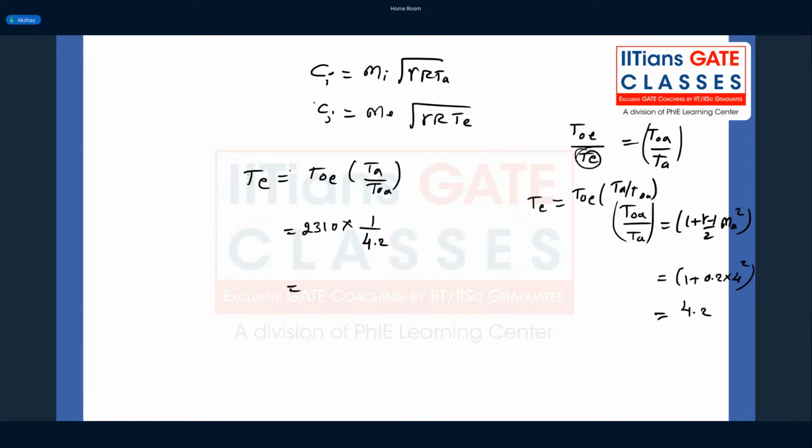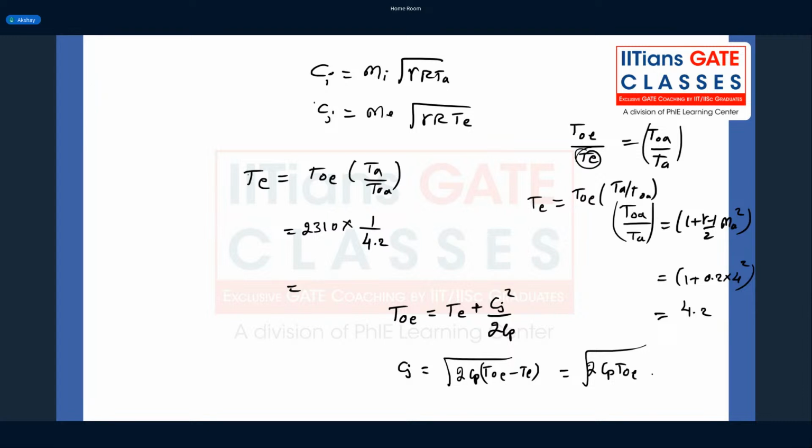That is one approach. The other approach would be simply an energy equation, because we know how to define T naught E. T naught E is nothing but Te plus Cj squared divided by 2Cp, or I can write it for Cj. So Cj is the square root of 2Cp times (T naught E minus Te), or I can write it as square root of 2Cp times T naught E times (1 minus Te by T naught E). So what is Te by T naught E? That is nothing but Ta by T naught A, which we calculated as 1 over 4.2. So you can substitute over here and calculate again.